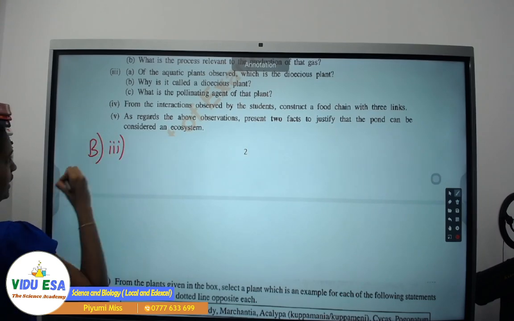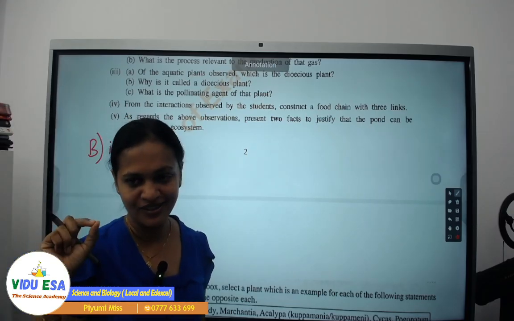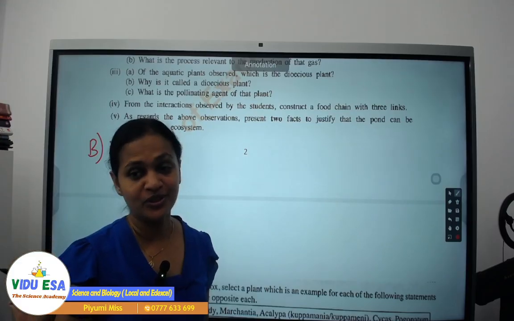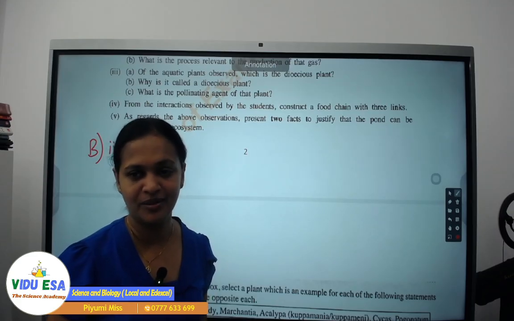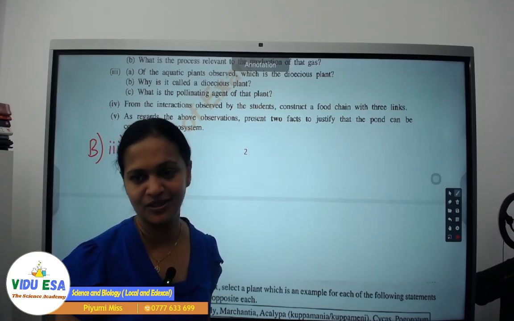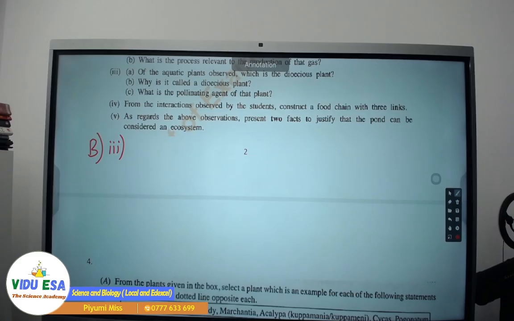So when you are writing the answers, in the exam also, it's very important to put the question numbers properly. That is also important. If you write everything correctly but switch the numbers, then no marks. You have to put the question number correctly.